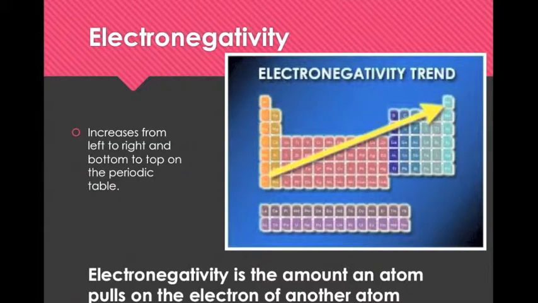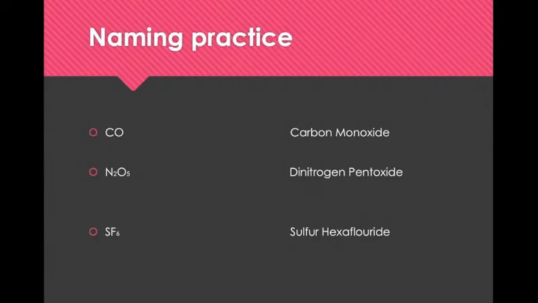Electronegativity is the amount an atom pulls on the electron of another atom, and in naming covalent compounds, we want to always name the less electronegative element first, unless we come across an exception. Electronegativity always increases from left to right and bottom to top on the periodic table, with fluorine being the most electronegative element. Now we're going to practice naming some covalent compounds.